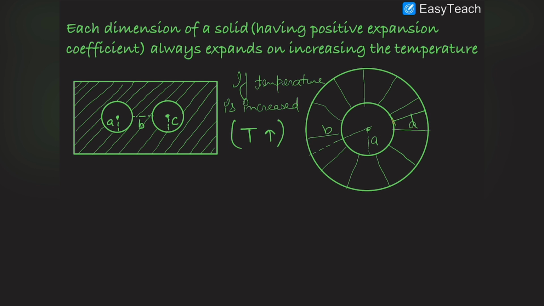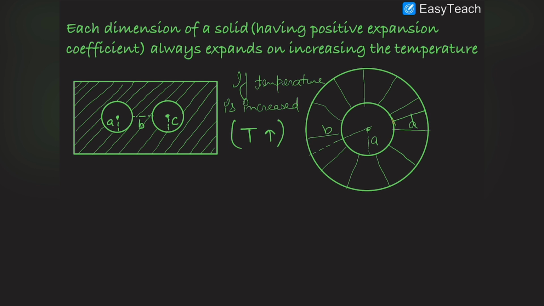So we might think that due to the thermal expansion, this substance will expand, and therefore both circles will expand and the distance between these circles will decrease, B will decrease. So a general answer I got from the students is that A will increase, C will increase and B will decrease. But you should always remember that in thermal expansion, each dimension of the solid will increase.